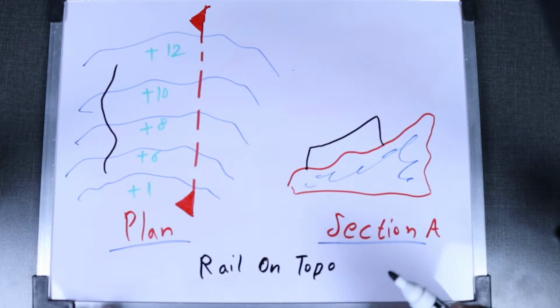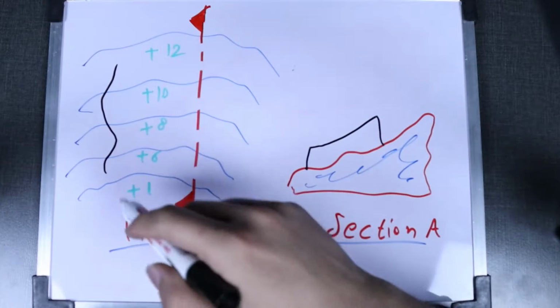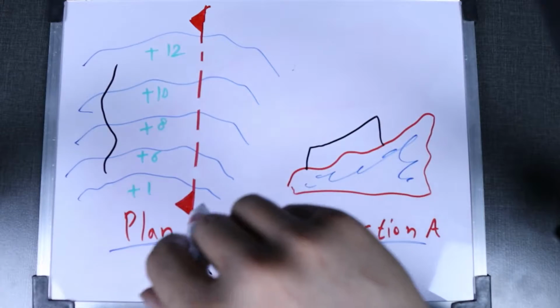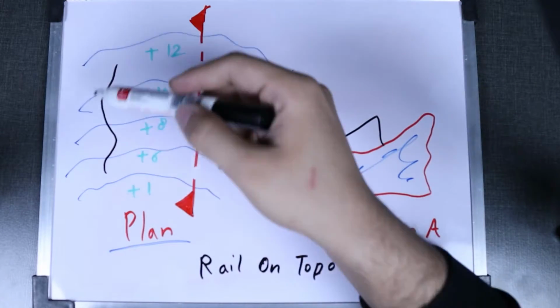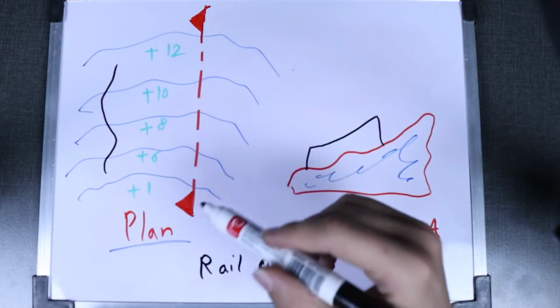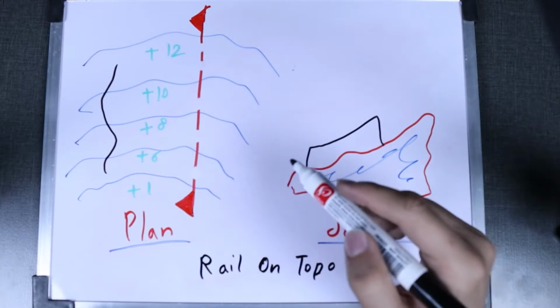How can we do it? Or we want to use the rail tool to create some other functional things with rail features. Can we host it on topographies or not? Let's dive into the software and see it.